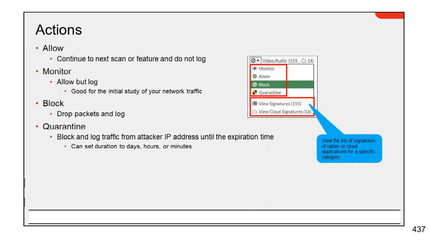Quarantine will basically block the traffic from whatever IP it is coming from until the expiration time is reached, and then it will generate the log message. It's like if I quarantine a source IP, maybe for an hour that IP is blocked from accessing anything inside the network as well as outside the network. And then it will generate the log message as well.